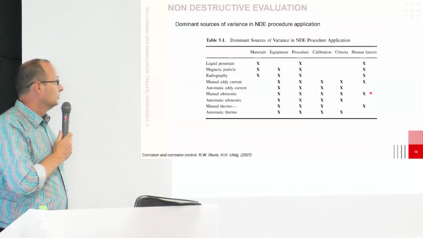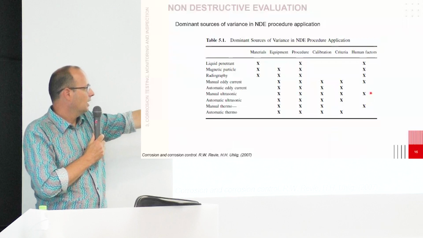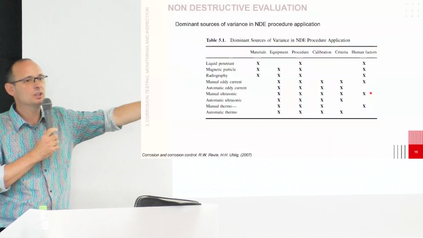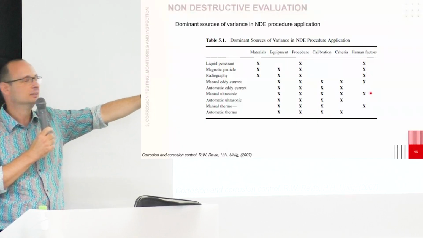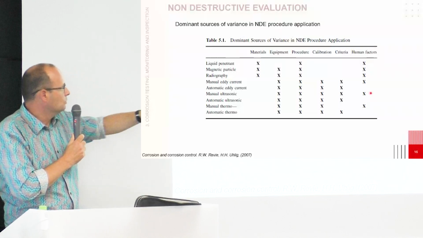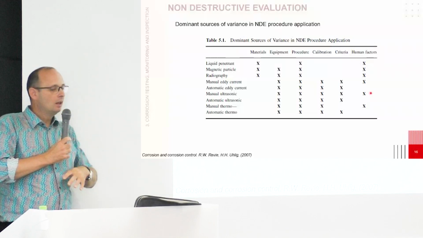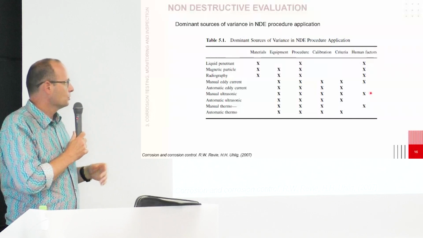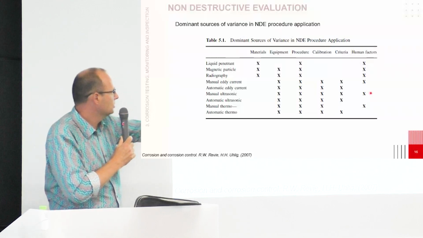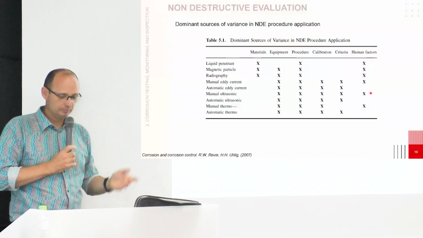So there is variance. For all techniques, actually, there is variance. Here, I'm not fair because I should also introduce a line with electrochemical measurement because they are also inside. And you can see that according to the material, the equipment, the procedures, the calibration step, the criteria that you are choosing, and the human factor, you can have different sources of variance. Some of them are more located on human factors, the other more on the material itself that you are using.